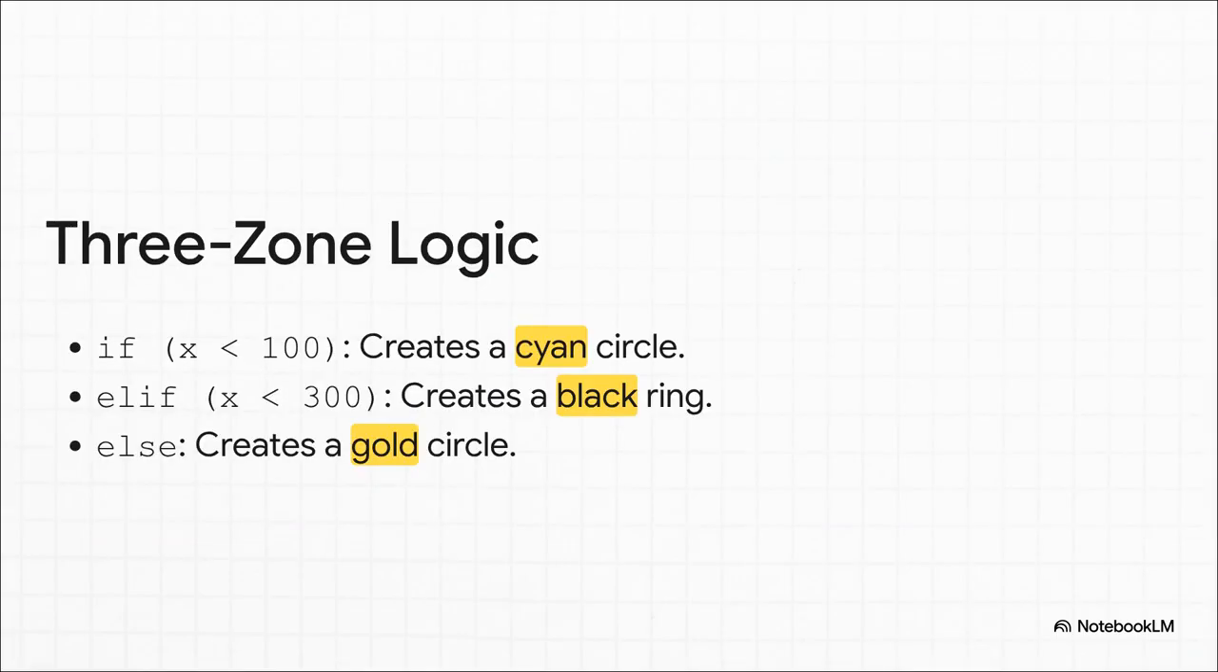Now, putting it all together, we've created 3 separate zones. First, Python asks, is x less than 100? If yes, we get a cyan circle and we're done. If no, it moves on and asks the next question, elif x less than 300. This creates our new middle zone for a black bordered circle, and if that's also false, our else statement is there to catch everything else, giving us a gold circle on the far right. And just like that, we've turned a two-way choice into a three-way choice.